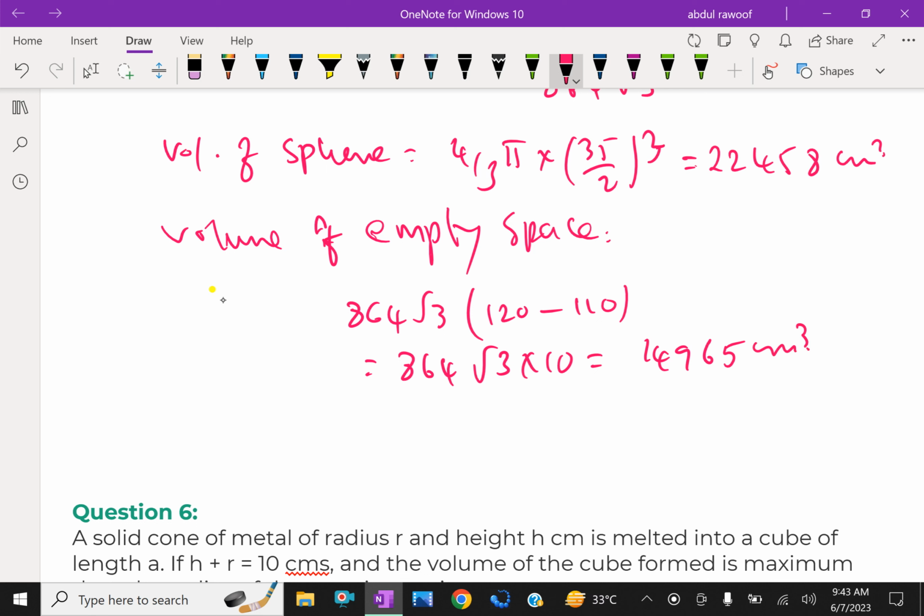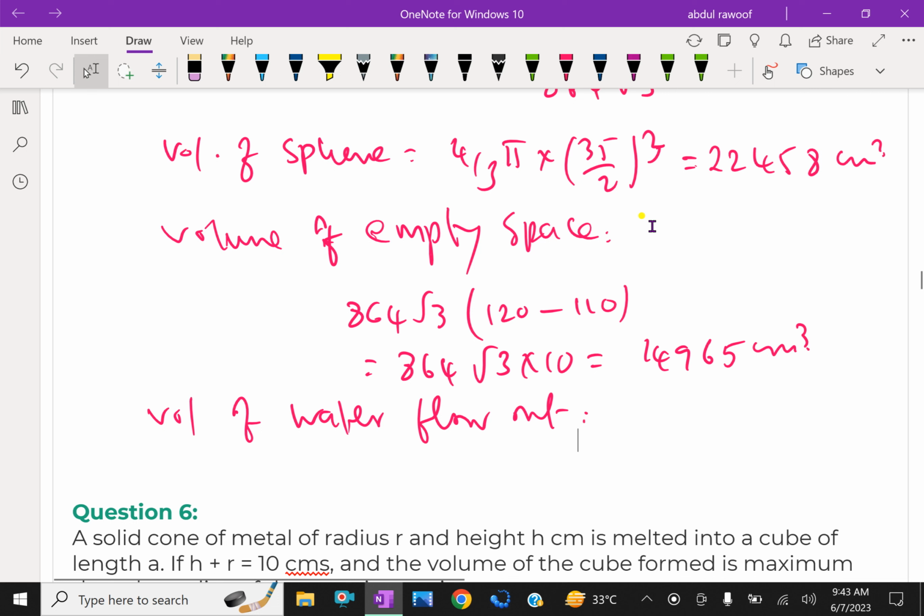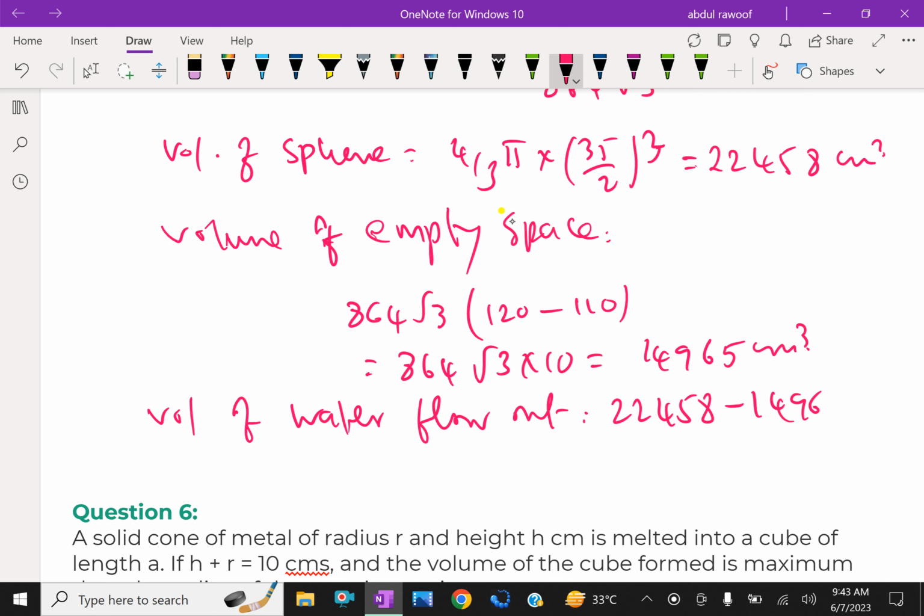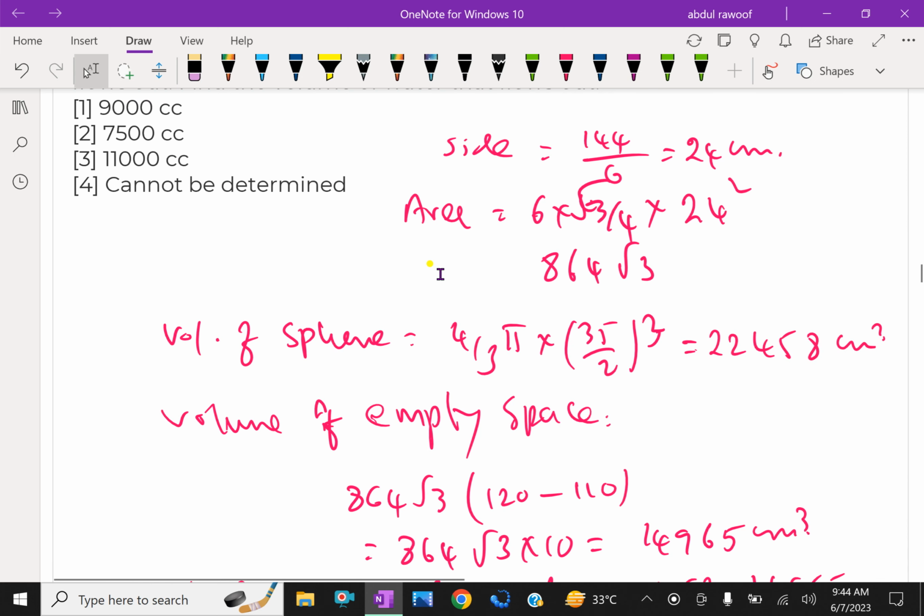Now, volume of water flow out. Volume of water flow out equal to 22458 minus 14965, which gives approximate 7500 cc. Option 2.